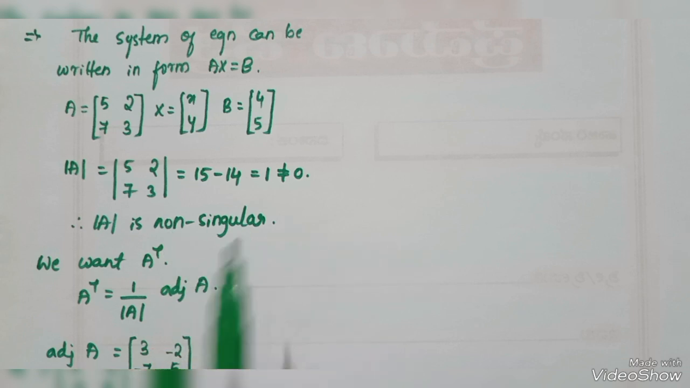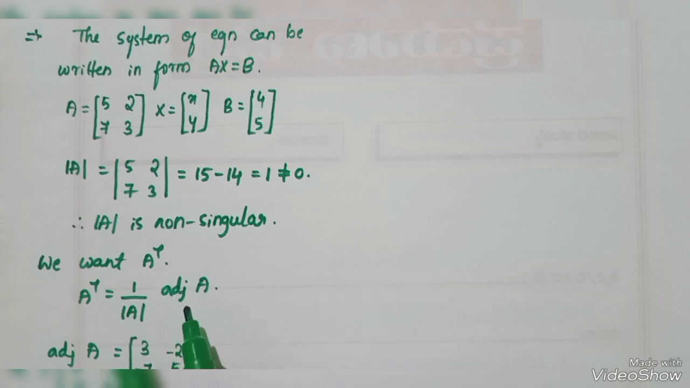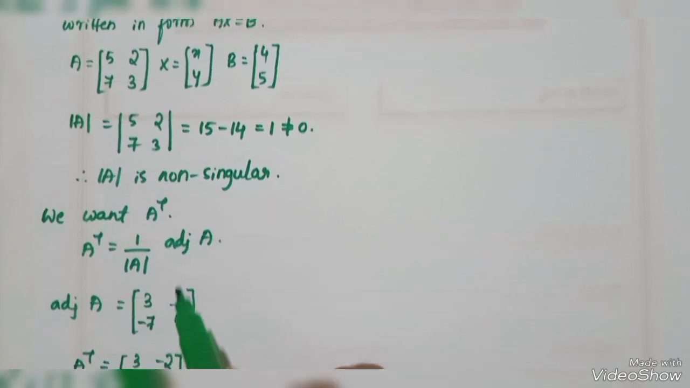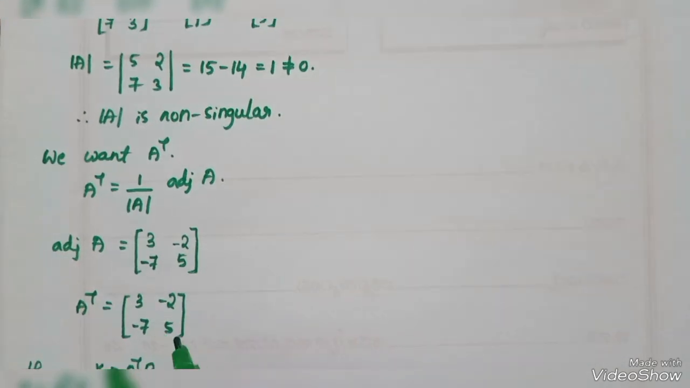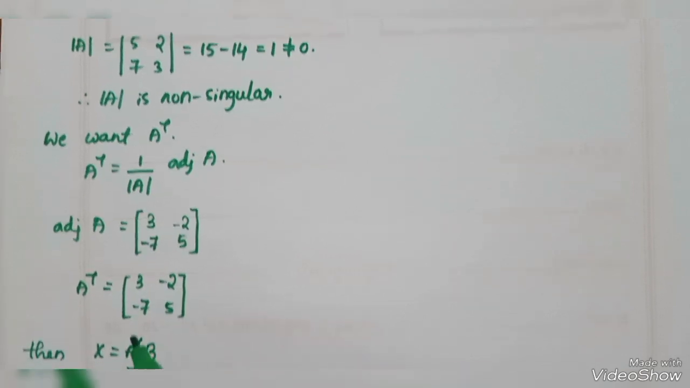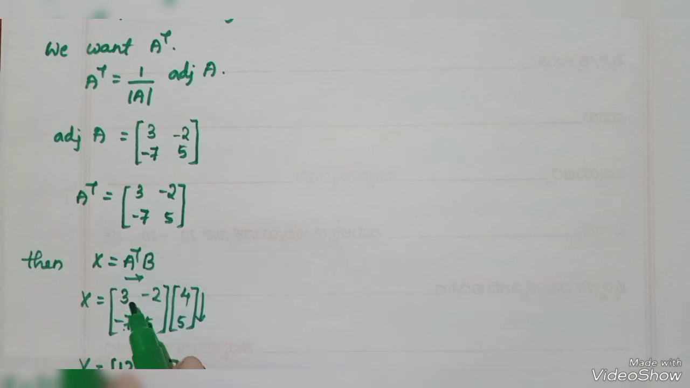determinant of A is non-singular. Then we want A inverse. How to find the A inverse? We know the formula: 1 divided by determinant of A into adjoint of A. When a 2 cross 2 matrix is taken, the simplest way of finding the adjoint is interchanging the diagonal elements and changing the sign of the non-diagonal elements. Now we get the A inverse.